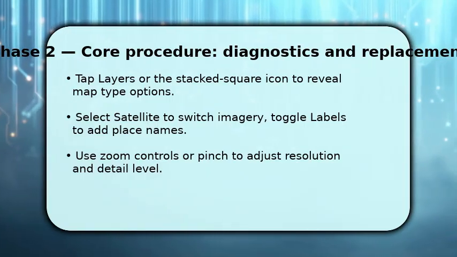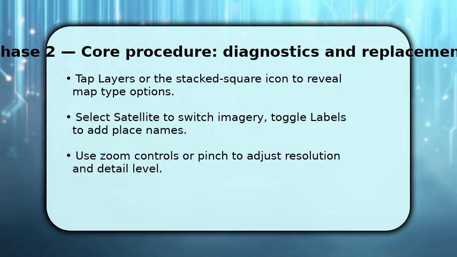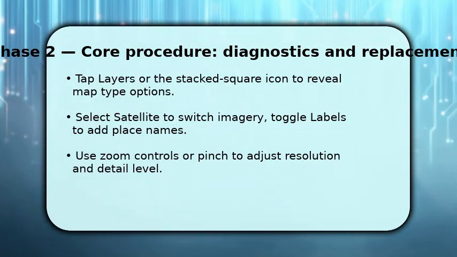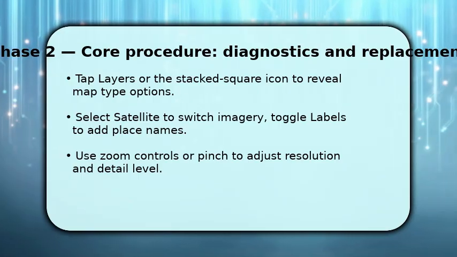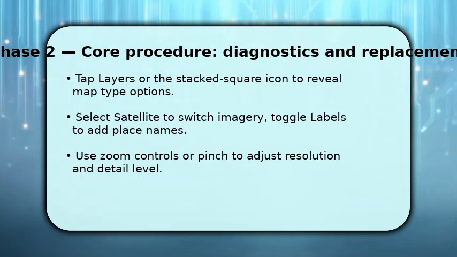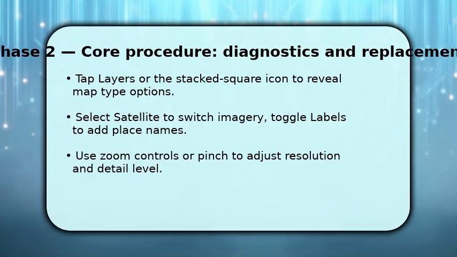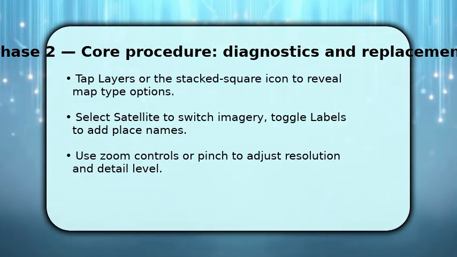Once selected, pinch to zoom or use the plus and minus controls. Higher zoom loads higher resolution tiles, so wait briefly for detail to appear. If you need terrain or 3D, enable those additional layers. They overlay altitude data and building shapes for context.